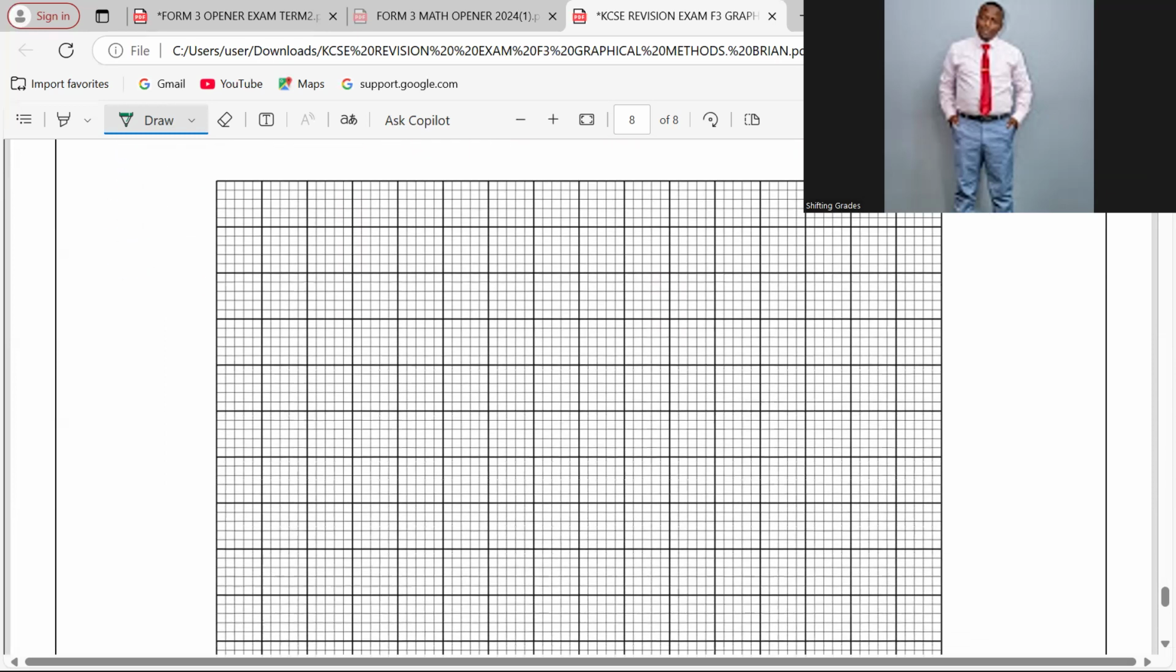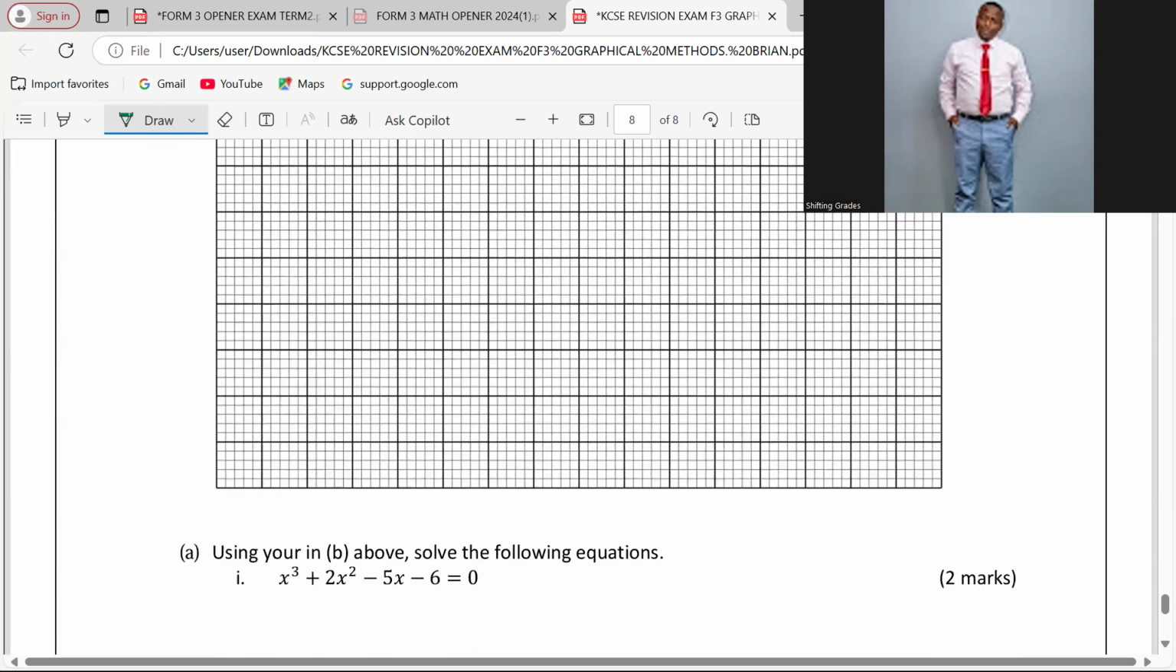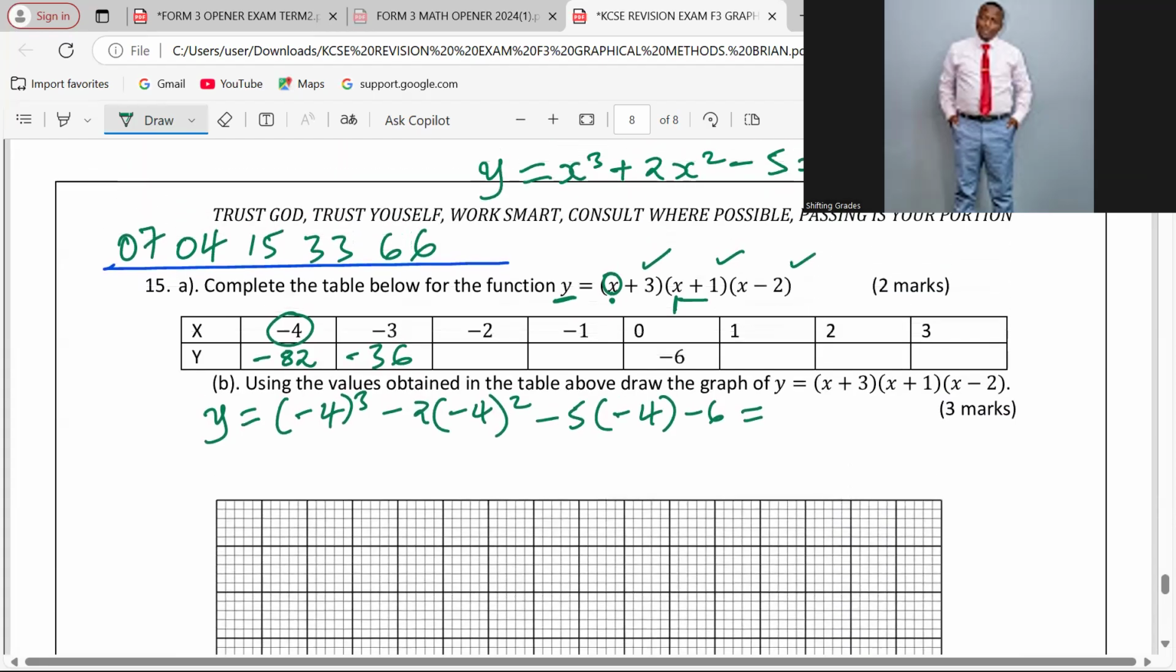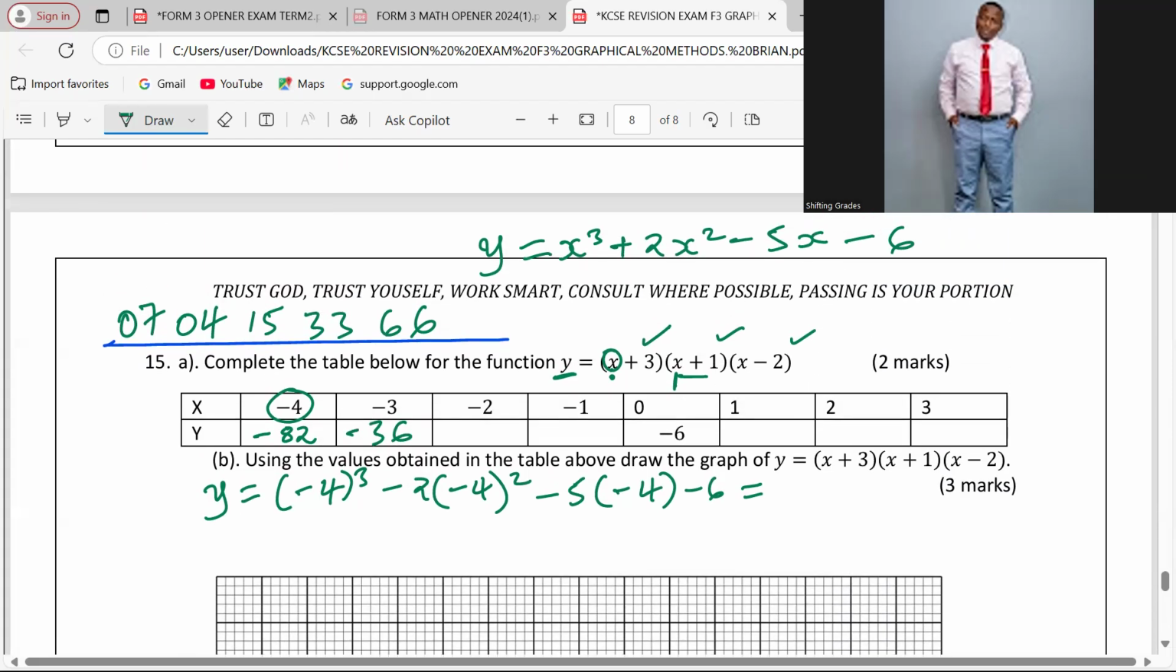Sorry. I think there is somewhere we are making a blunder. This is supposed to be a plus at this point. So I made a mistake. At this point, it should be a plus. So allow me to redo just that part alone. This should be a plus.